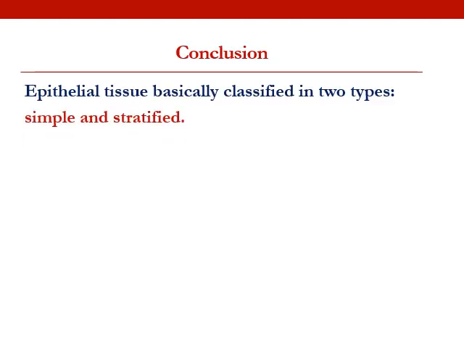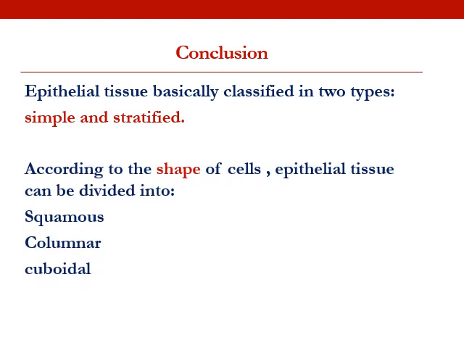The conclusions of this lecture are that epithelial tissue is basically classified into two types: simple and stratified epithelial tissue. When we say simple epithelial tissue, that means one layer of cells sits on the basement membrane. When we say stratified epithelial tissue, that means this type of tissue is composed of two or more layers of cells. Only the basal layer sits on the basement membrane.